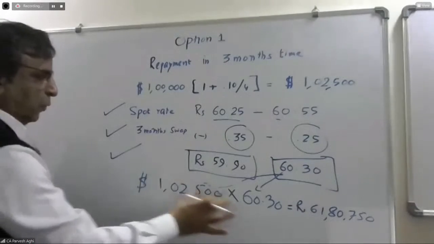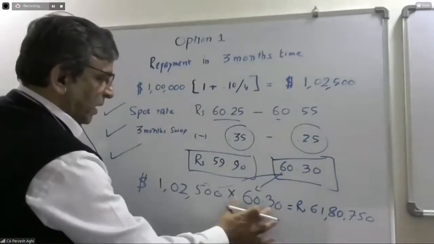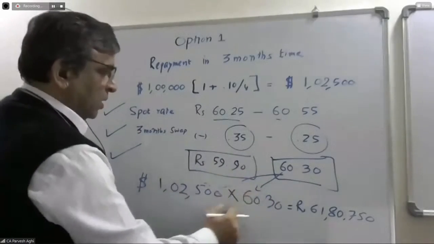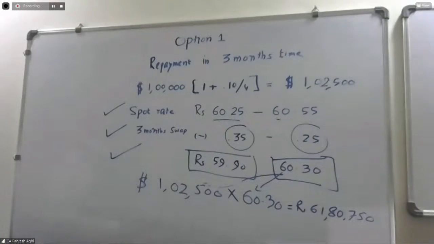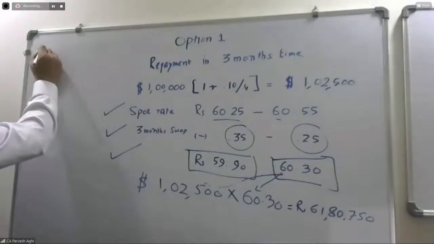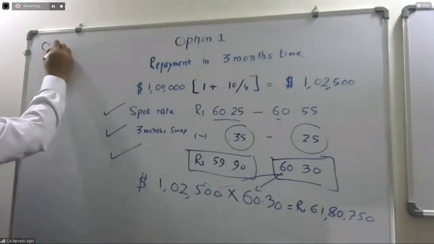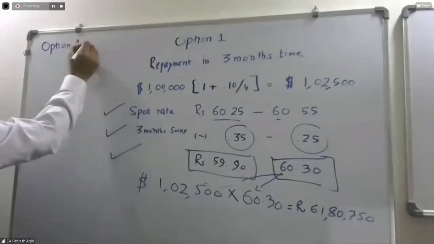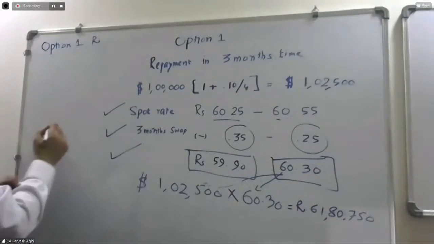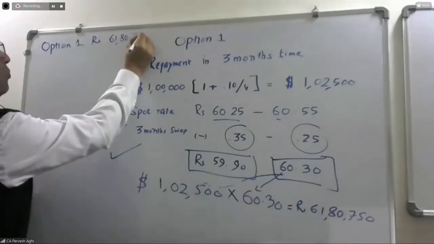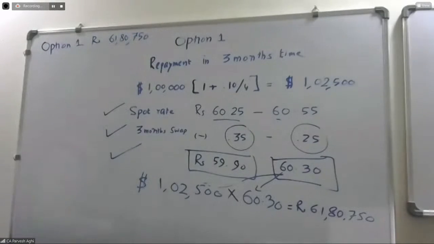So $1,02,500, which is his total outflow in dollars, multiplied by the rate of 60.30 rupees per dollar, means the total outflow will be 61,80,750. So we can just write here: option number 1, the outflow is rupees 61,80,750.